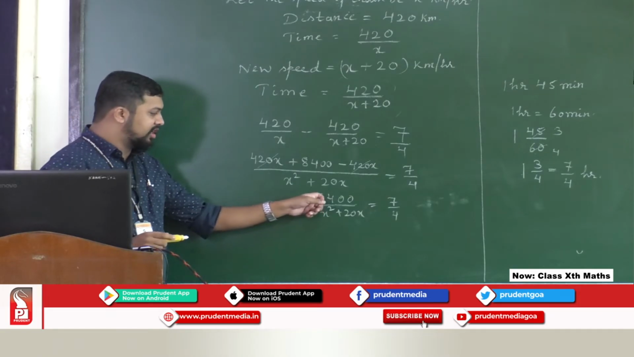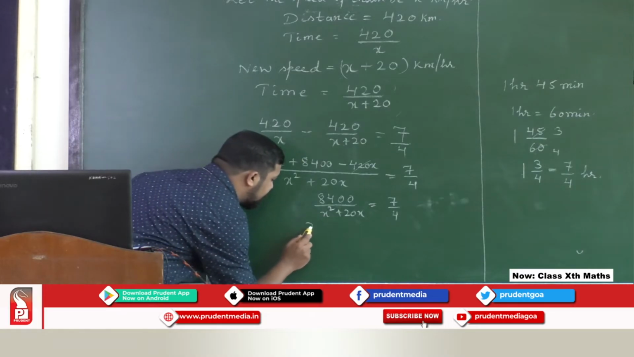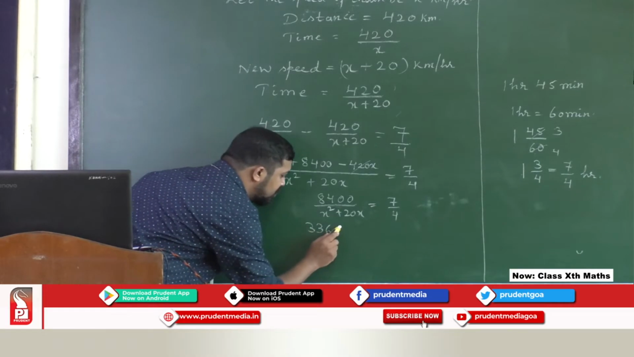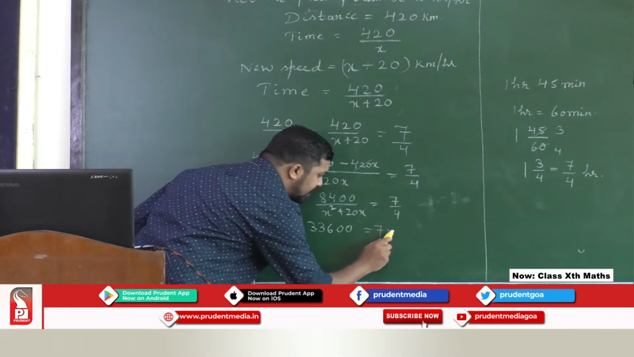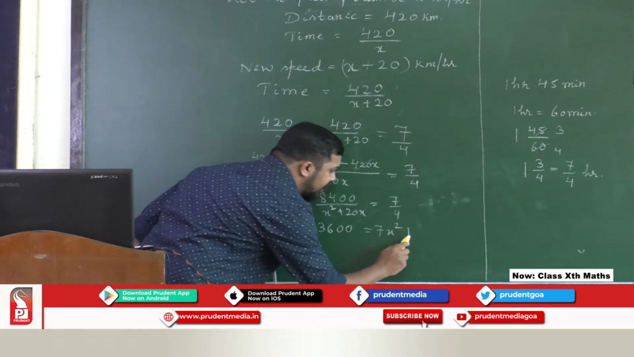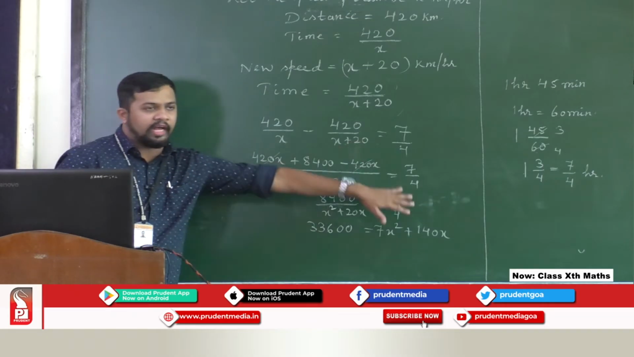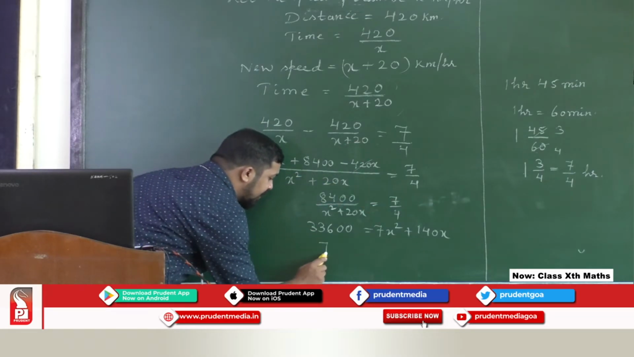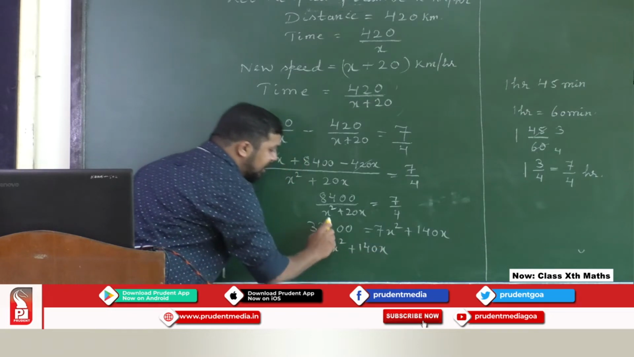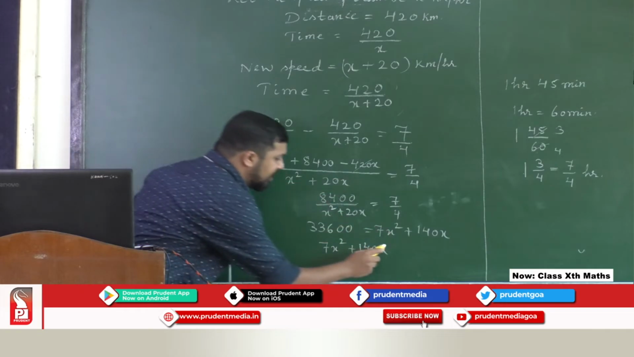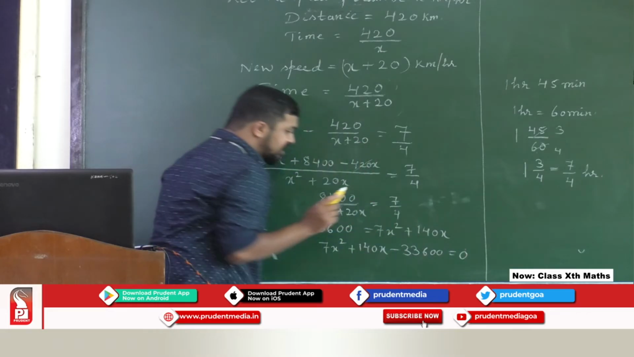So I will do now cross multiplication. 84 multiplied by 4. So 84 into 4 you will get 336, put 2 zeros, equal to 7 into x square, 7x square, 7 2s are 14, so 140x. Take this 33600 on the other side, which gives you 7x square plus 140x. If you take this positive term on the other side, it will become negative, equal to 0. So this is your expression.